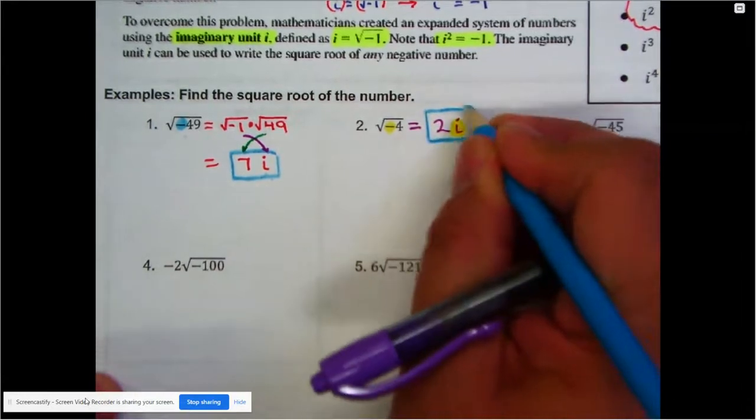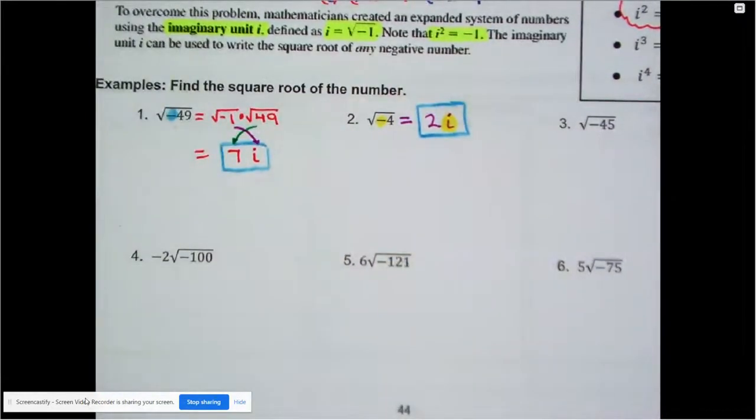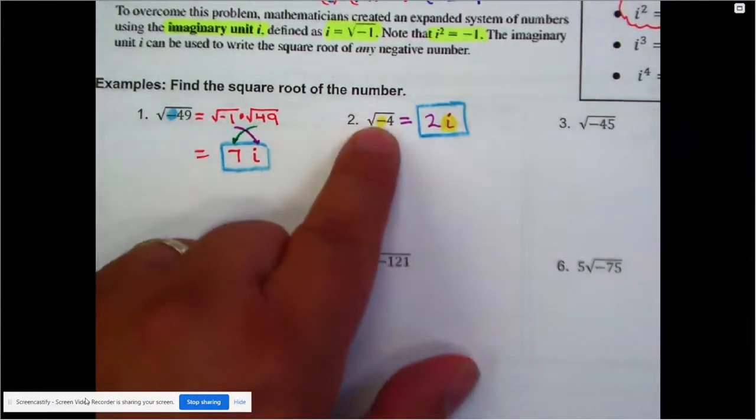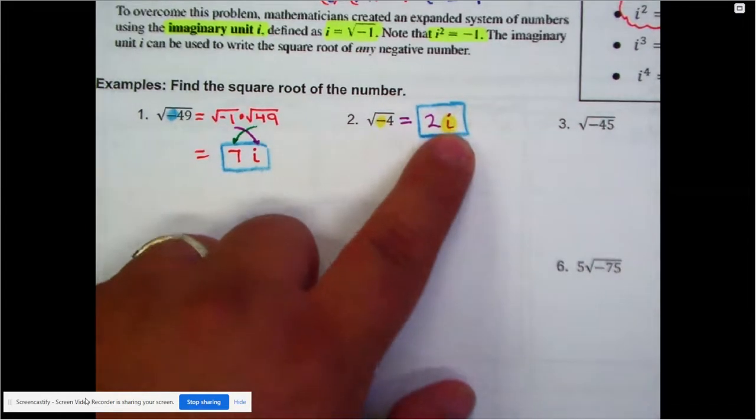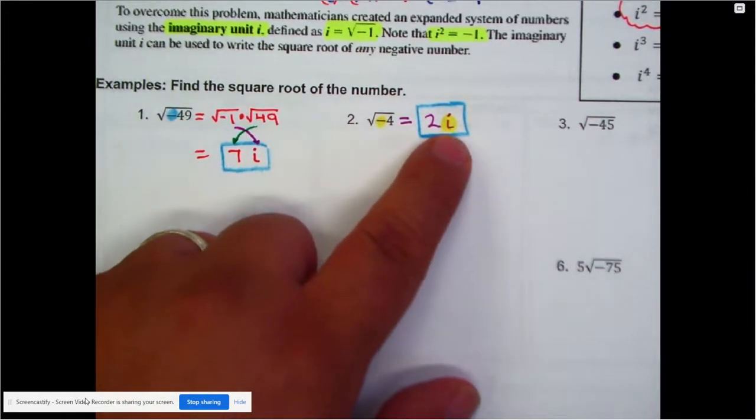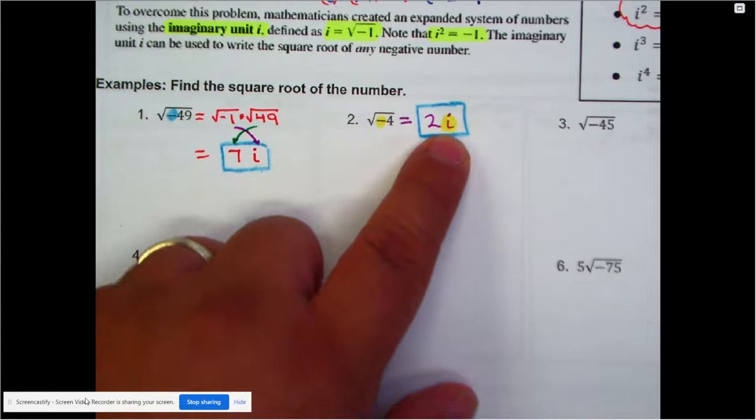So the idea is, yes, we're basically going to do everything we've learned so far about square roots. But if you're dealing with a negative value on the inside of a square root, we just have to let people know we are now in a new number system where we have imaginary values.